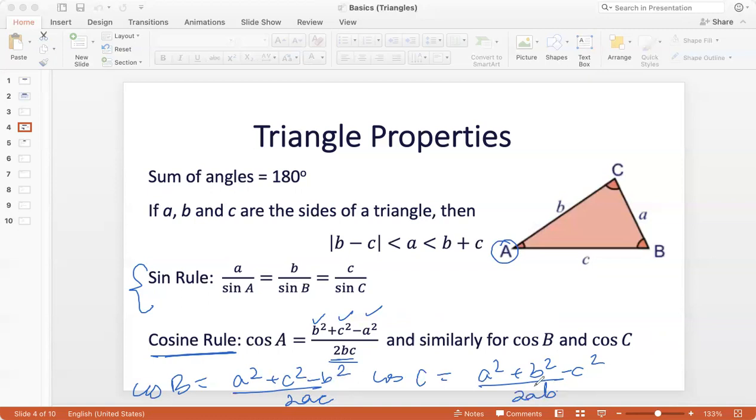So there's a pattern that follows, right? If you remember the cosine rule, you can find any angle when the sides of a triangle are given. Again, how you apply it is something that you can watch in the sine and cosine rules video.